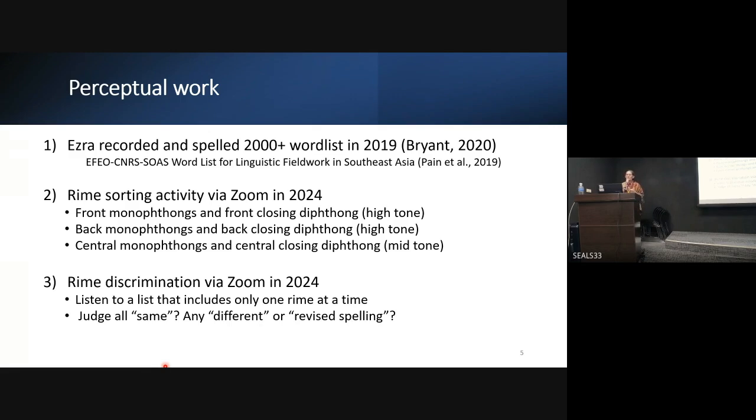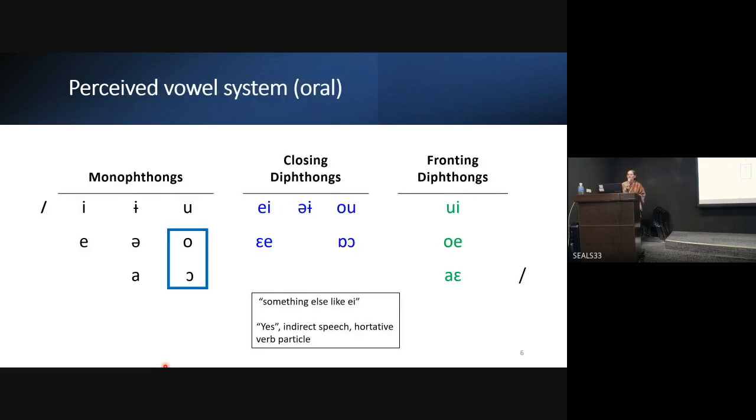And then I did another activity where I played a group, which should all be the same rhyme, and then just listening to make sure that every item in that group is the same, or are there outliers that they thought should be taken out of that group. So in that case, we're also confirming the distinctions. So the perceived vowel system from these results include 8 monophthongs, 5 closing diphthongs, and 3 fronting diphthongs.